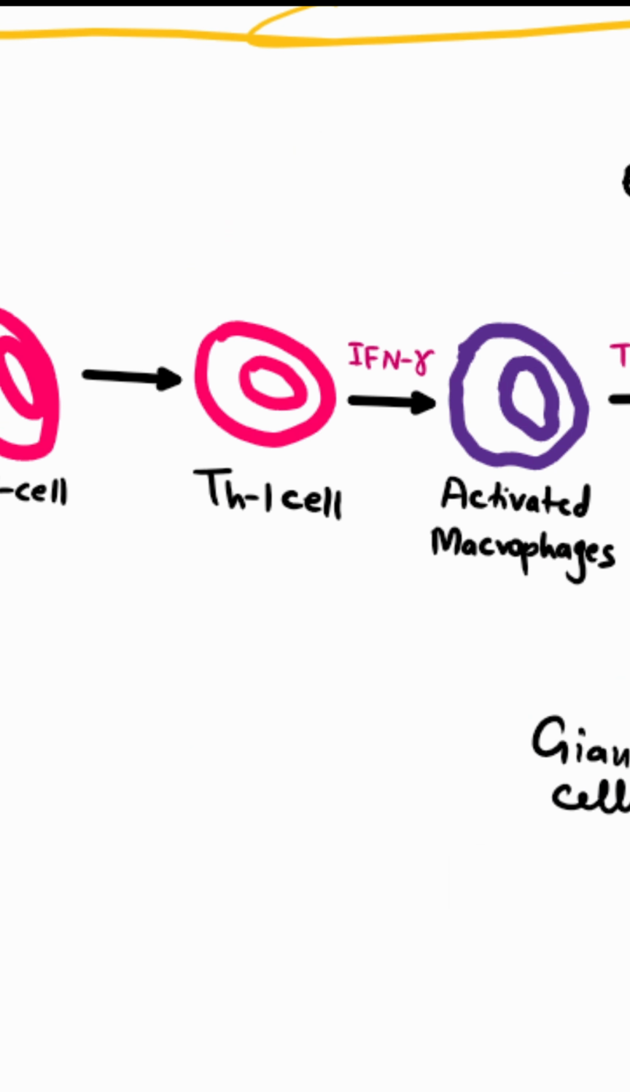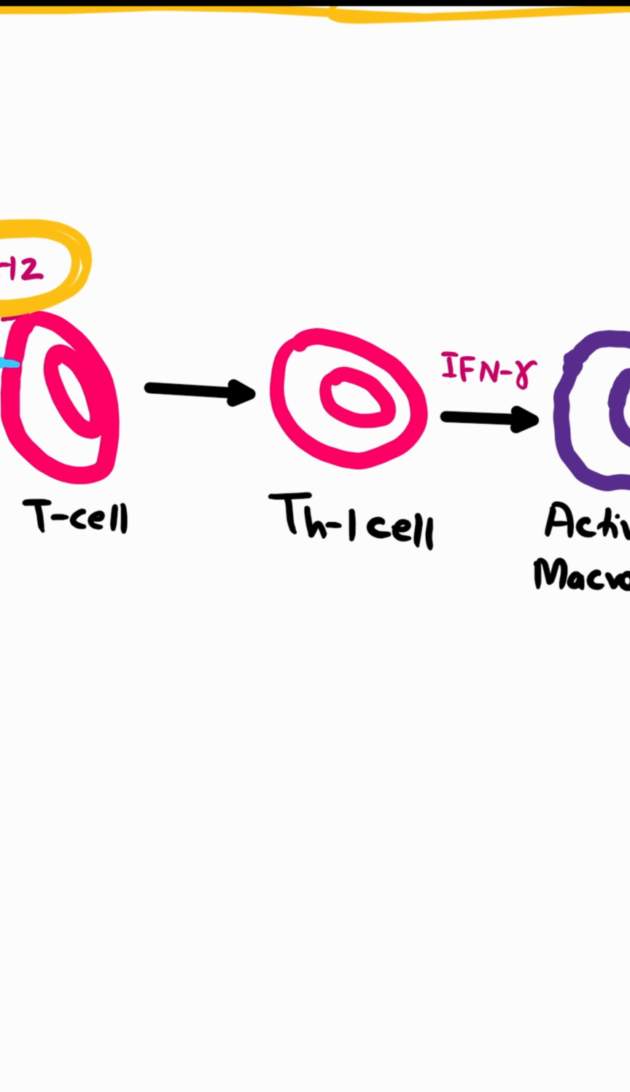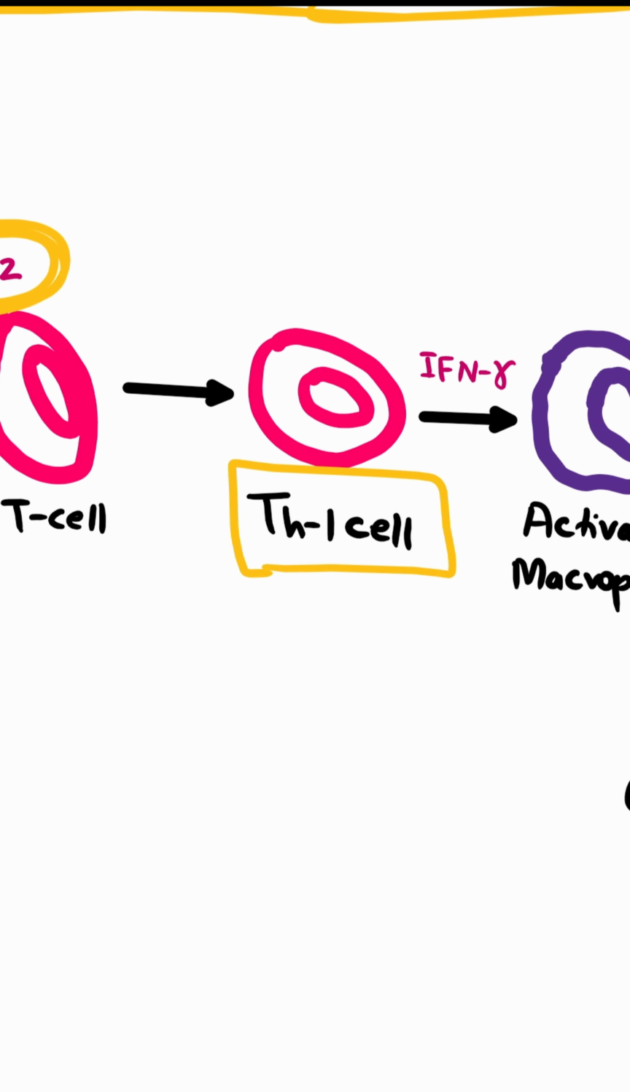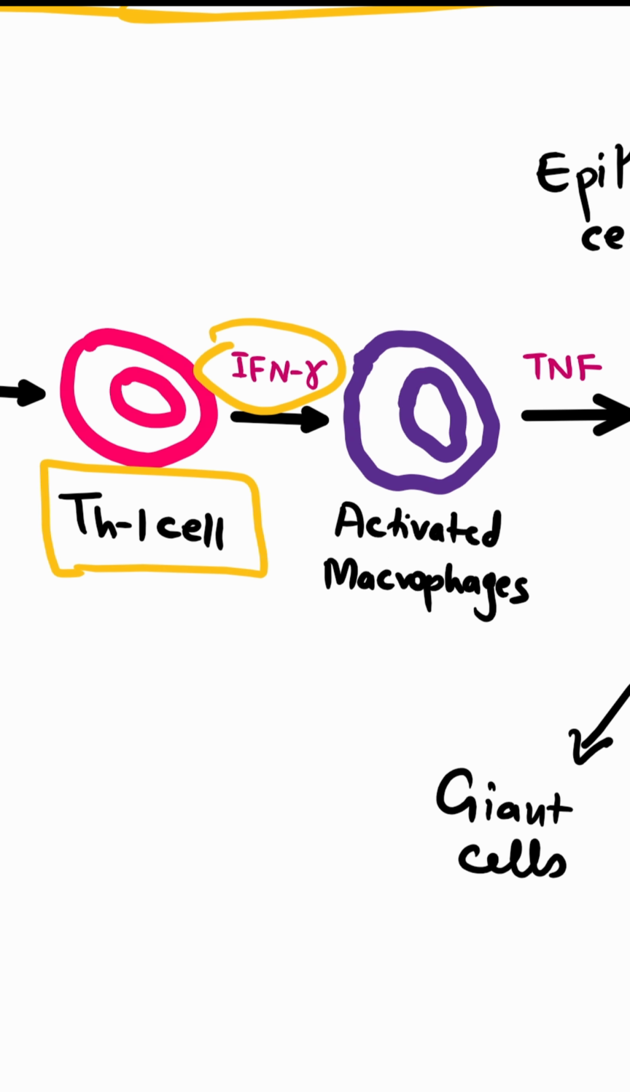So here's how they're formed. First things first, you have an antigen presenting cell that presents an antigen to a naive CD4 T cell through MHC class 2. Now, the APC also releases interleukin 12. This is super important. Interleukin 12 tells the T cell to become a Th1 cell. The Th1 cell then releases interferon gamma, and this is the key cytokine that activates macrophages.